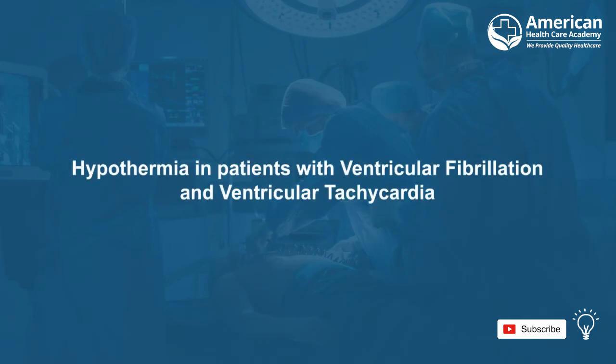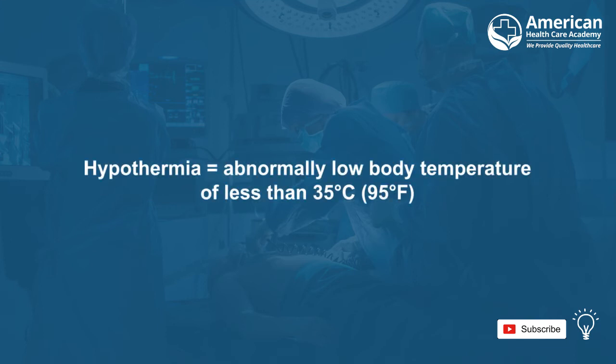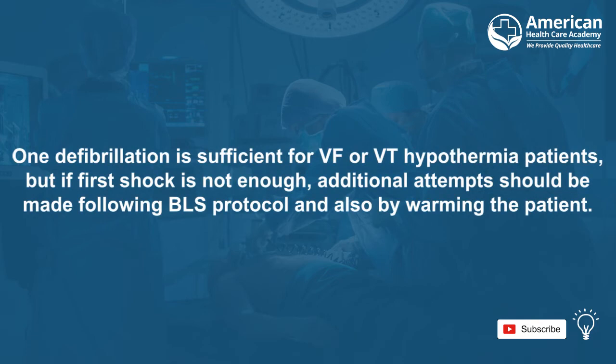Finally, let's look at the treatment of ventricular fibrillation and ventricular tachycardia in patients with hypothermia. Hypothermia is an abnormally low body temperature of less than 35 degrees Celsius or 95 degrees Fahrenheit. For patients with VF or VT who have hypothermia, one defibrillation is sufficient. However, if the first shock is not enough, then additional attempts should be made by following the BLS protocol and also by warming the patient at the same time.